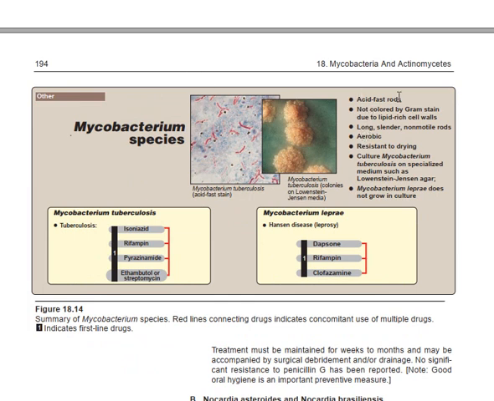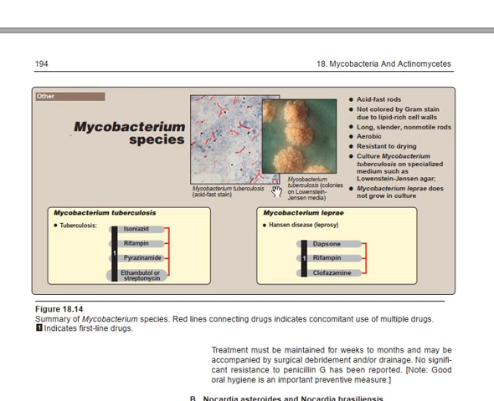So for the Mycobacterium species, the summary is that it is acid-fast rod. That is going to be stained by the Ziehl-Neelsen stain. Second, it is not colored by Gram stain due to the lipid-rich cell wall. Is it clear? It is long, slender, non-motile. It's aerobic, that's why it goes more in the lungs. It's resistant to drying. Mycobacterium tuberculosis is going to grow on specialized media such as the Lowenstein-Jensen agar. Mycobacterium leprae does not grow in culture. The only one which is cultured is Mycobacterium tuberculosis.